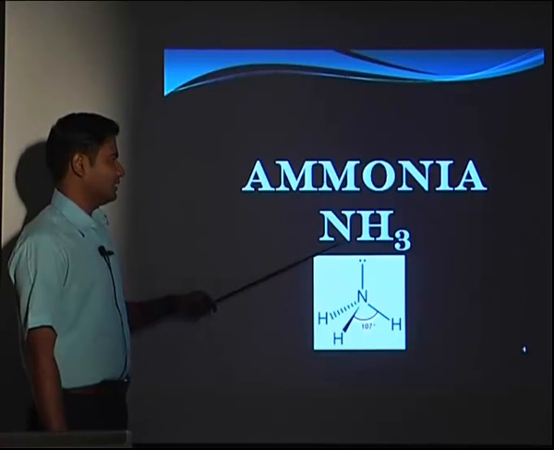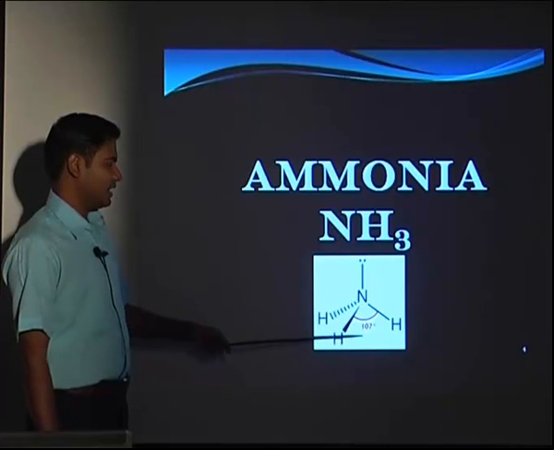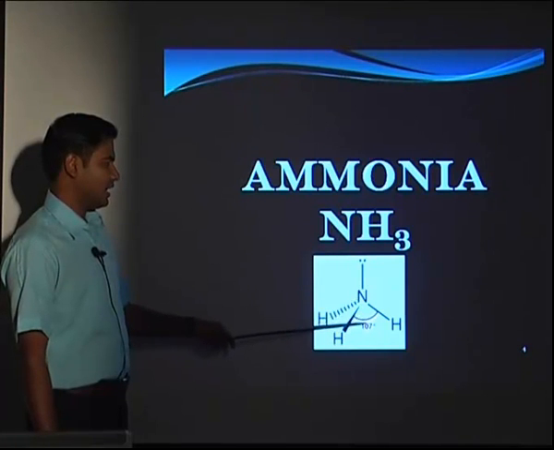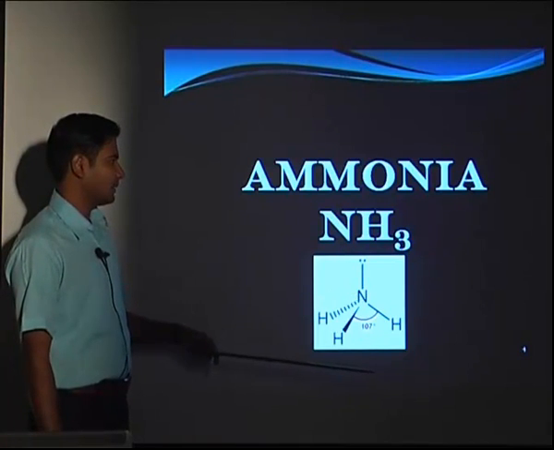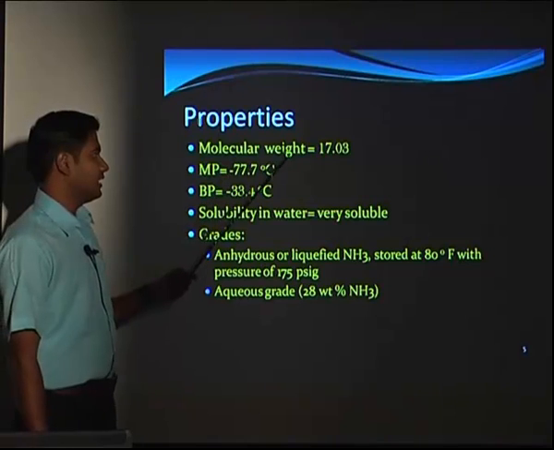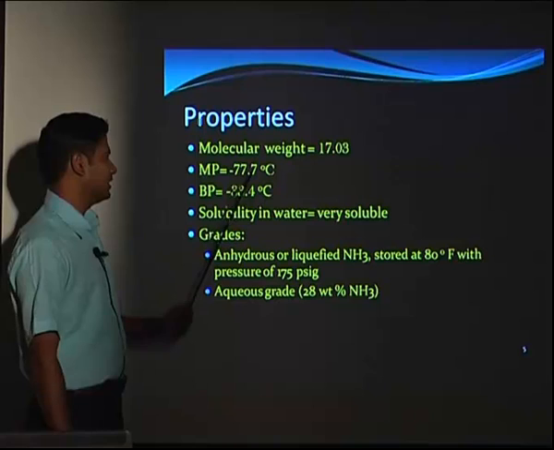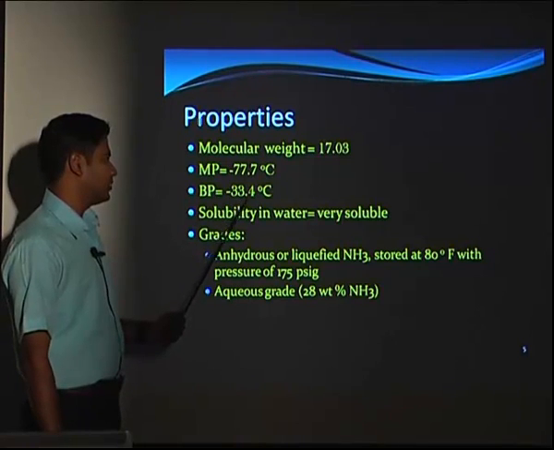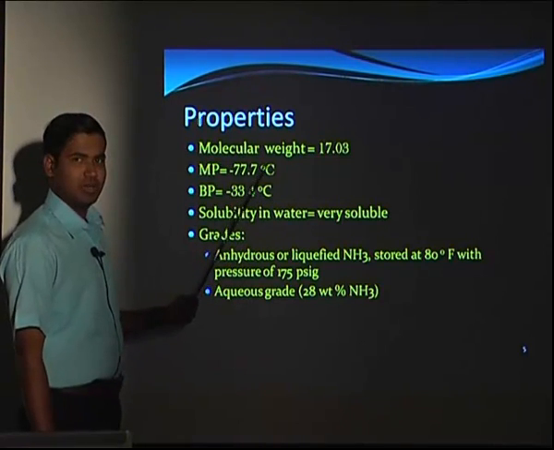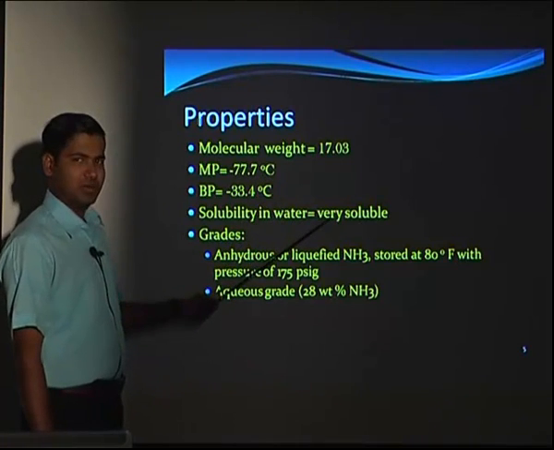Starting with ammonia, it is given by NH3, and we know it has a tetrahedral geometry with an angle of 107 degrees. So it's a distorted angle because of the lone pair present on the nitrogen. While discussing the properties, the molecular weight is 17.03, the melting point is minus 77.7 degrees Celsius, and the boiling point is minus 33.4 degrees Celsius.